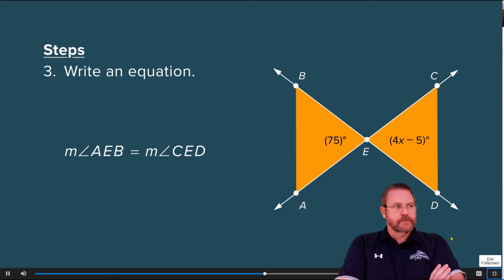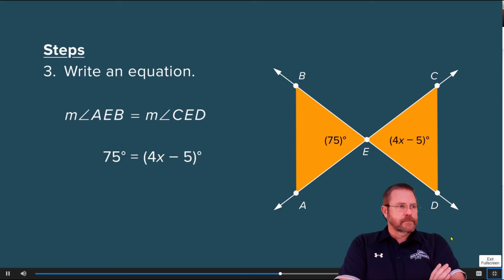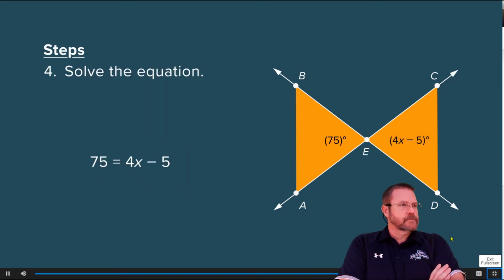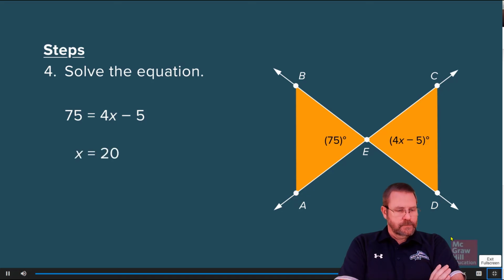Write an equation by substituting for each angle measure. The measure of angle AEB is 75 degrees. The measure of angle CED is given by the expression 4x minus 5. The last step is to solve the equation to find the value of x. The value of x is 20.